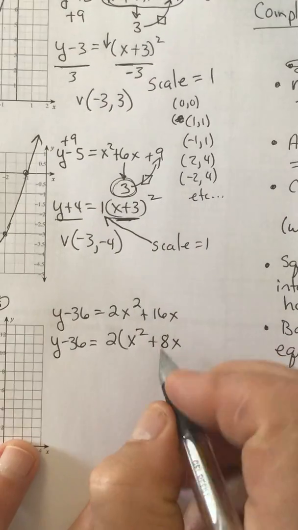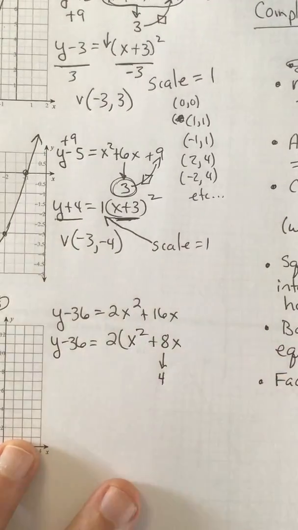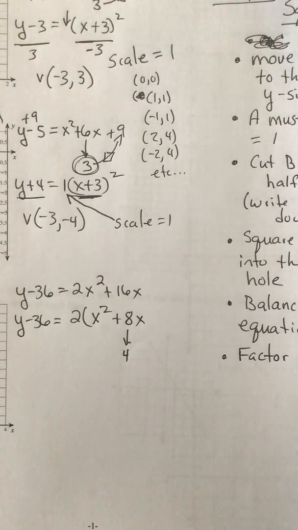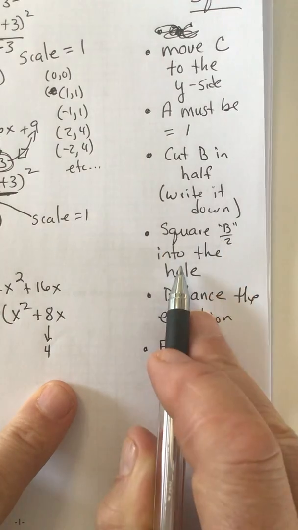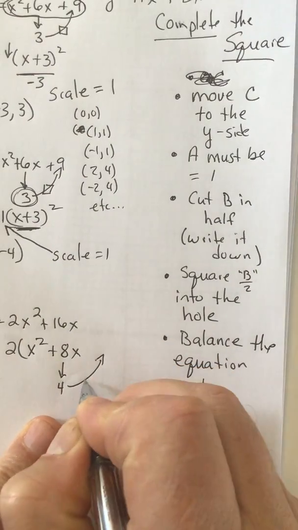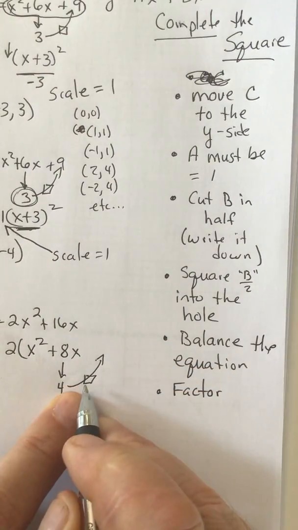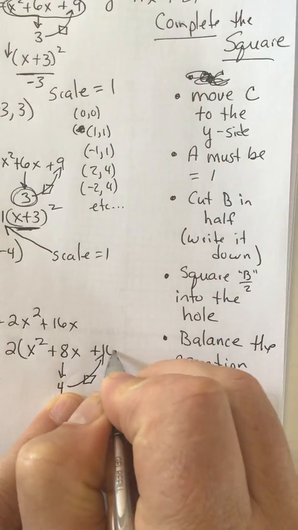Okay. Next step, cut B in half, write it down. Now B is 8, so half of it is 4. The next step, square that into the hole. So take this 4 and square it into that extra space. So 4 squared is 16.